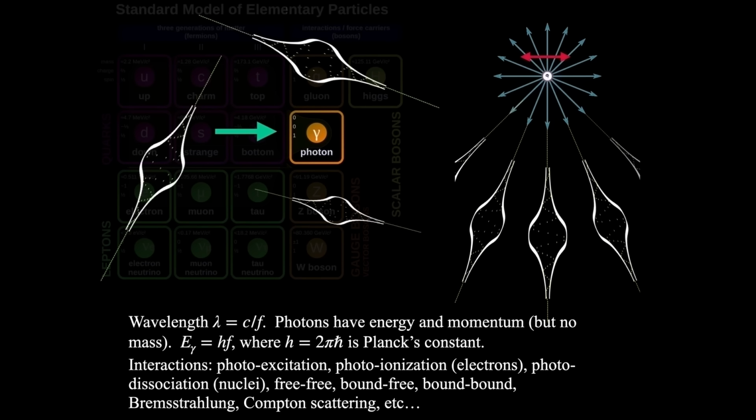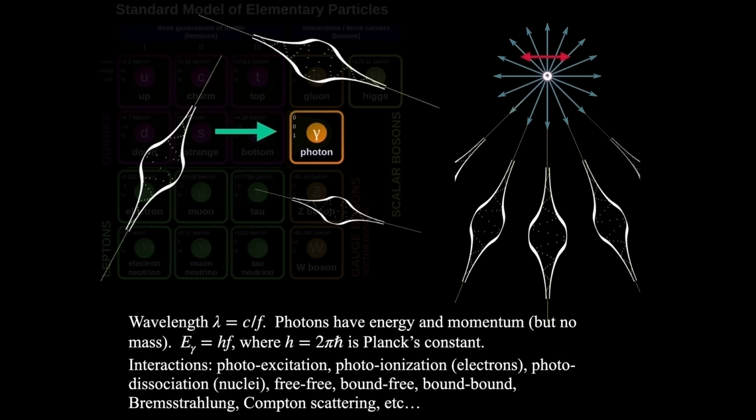So they interact very readily with anything with a charge. They do through photoexcitation, which is exciting electrons in atoms up to higher levels, photoionization, where the electrons are kicked out of atoms, and photodissociation, where a high energy gamma ray can break apart a nucleus. And there's lots of names for these interactions. Free-free interactions, bound-free interactions, bound-bound, Bremsstrahlung, Compton scattering. All of these things are ways that photons interact with charged particles.